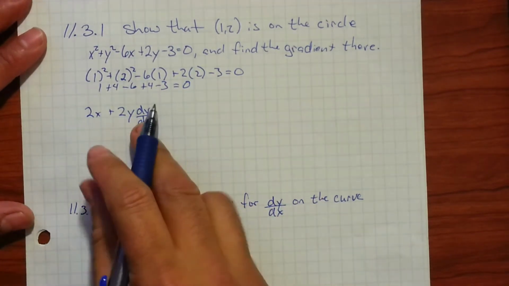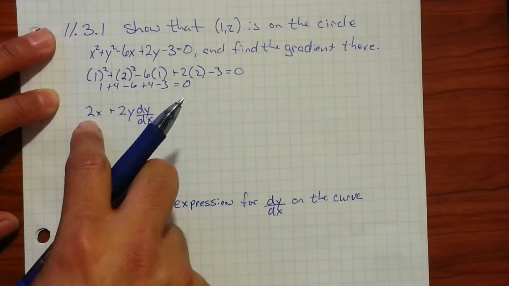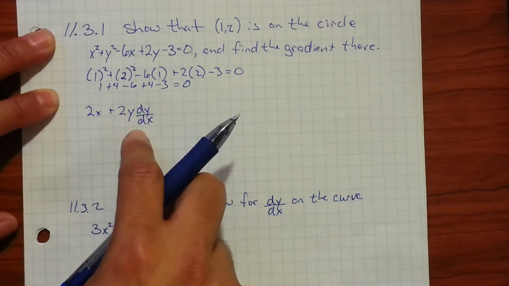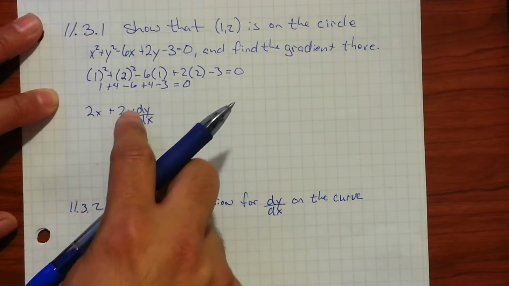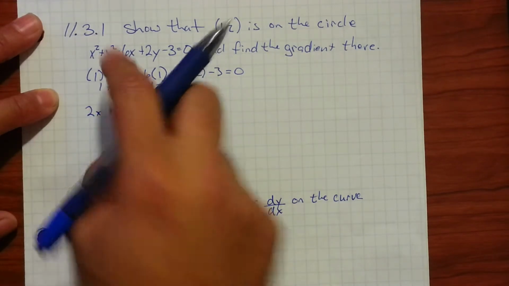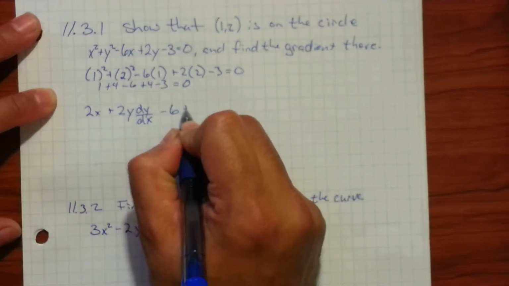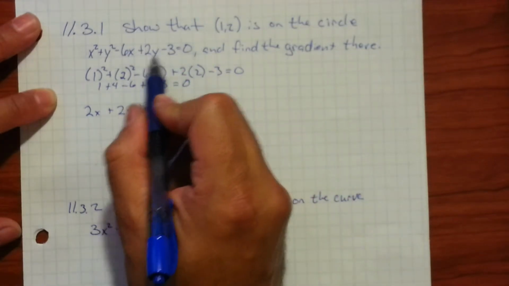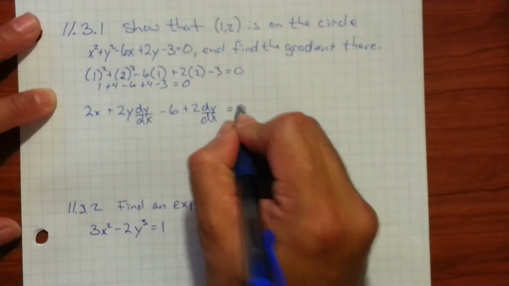So every time I'm doing the derivative for the y, since I'm not differentiating with respect to y in this equation, I need to have a dy/dx. That means this is not my x value here. So right here I get minus 6, and this is going to be plus 2 dy/dx, and that becomes 0 equals 0.